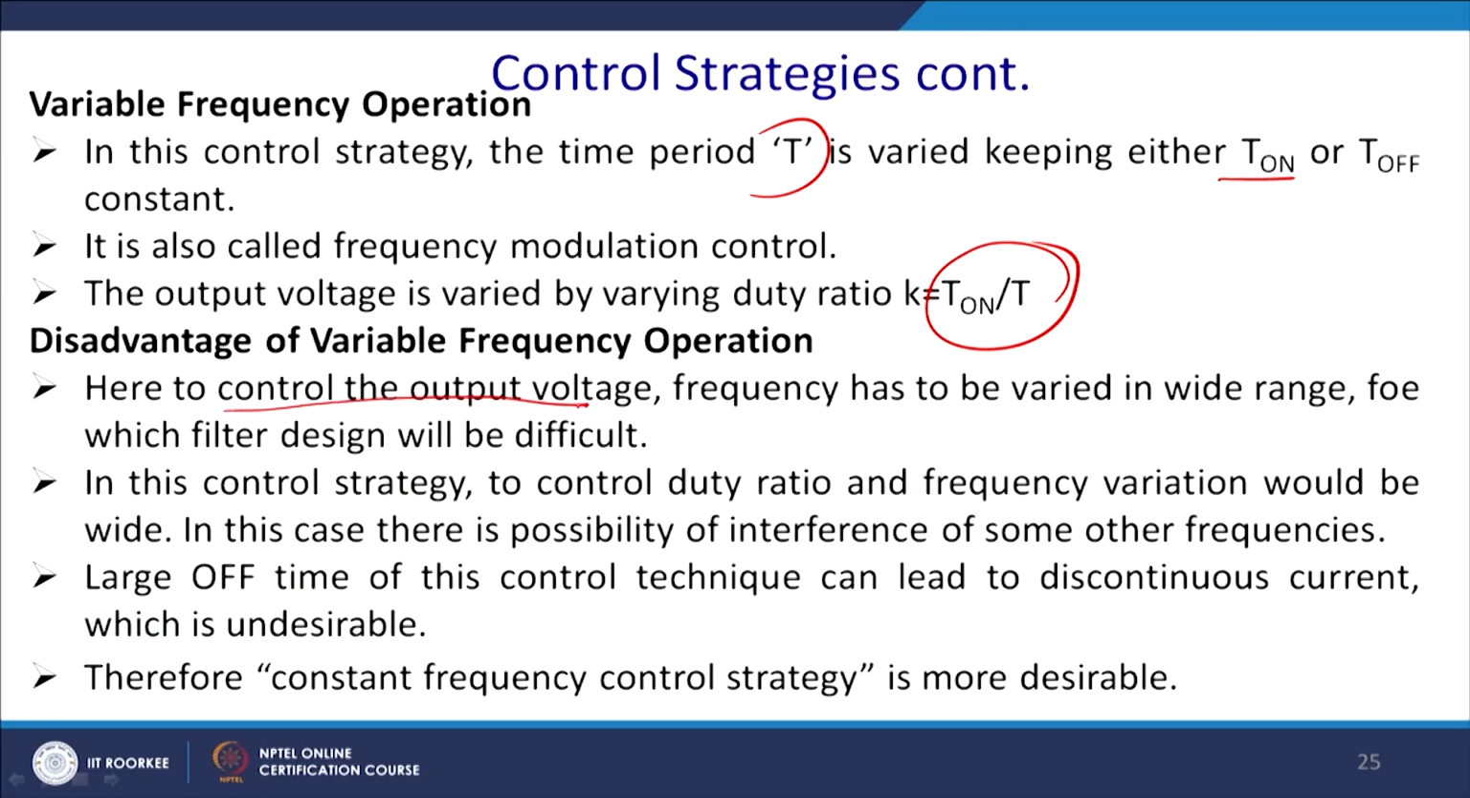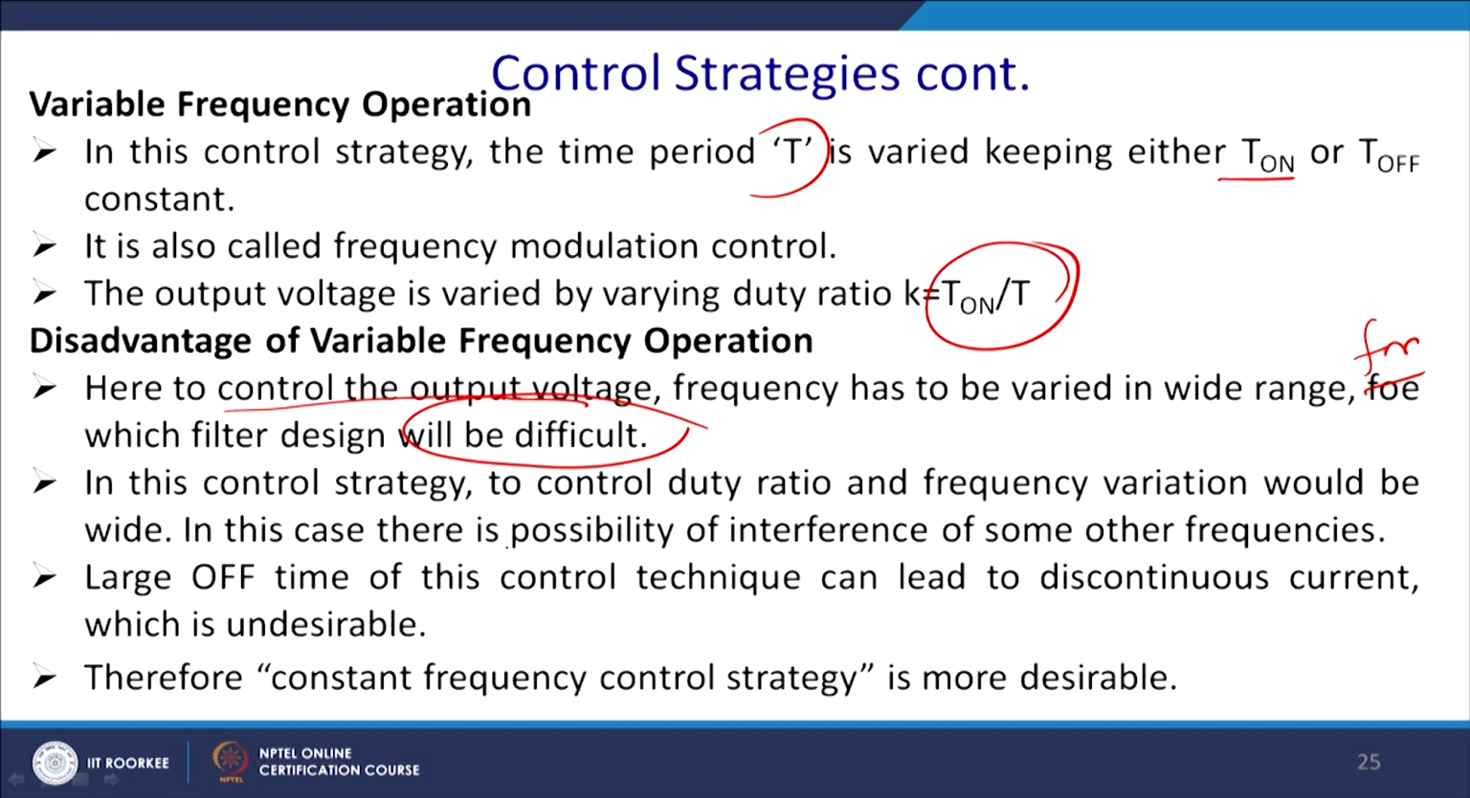variable frequency operation, because as I told you, we require to design the converter for a particular frequency depending on the switch, the inductor and the other devices. So, that becomes a challenge. To control the output voltage, the frequency has to be varied over a wide range, for which the filter design will be difficult. For this control strategy, to control the duty ratio, the frequency variation would be wide.